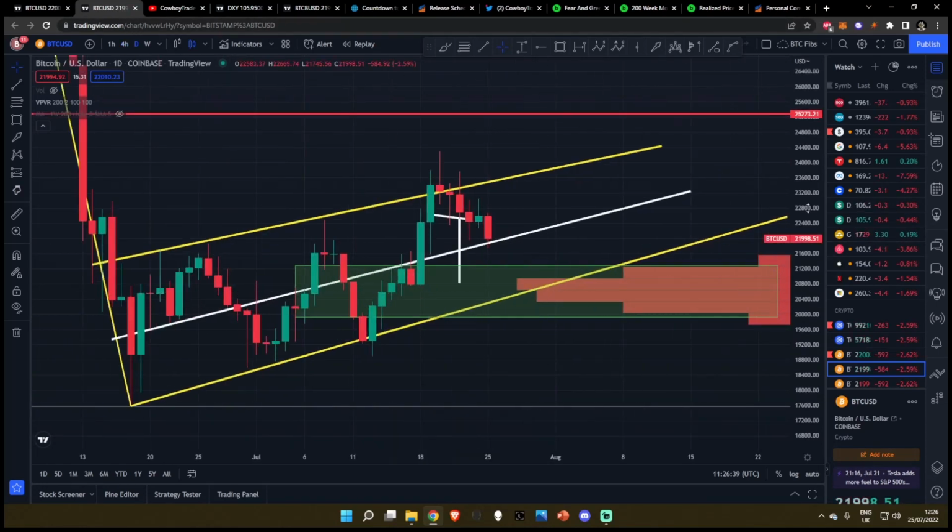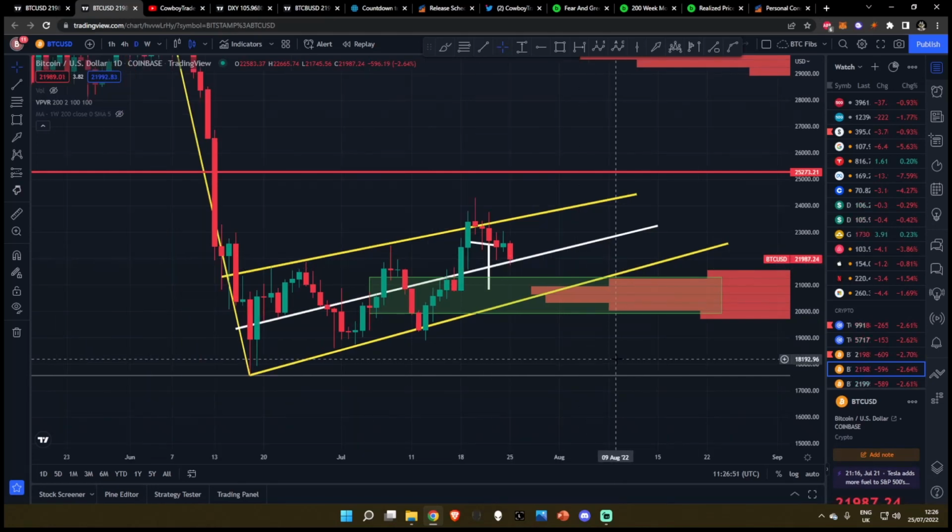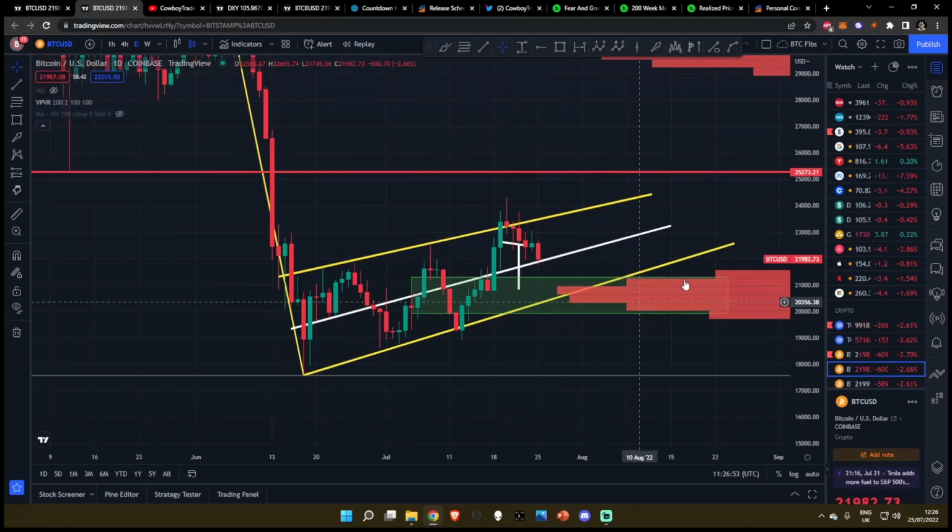What's important about 20,900? Zoom out, you can see this is our next major cluster on your volume profiles for the VPVR. You're also coming down just below the neckline of this trend in this massive bear flag. So definitely not looking good for Bitcoin right now.